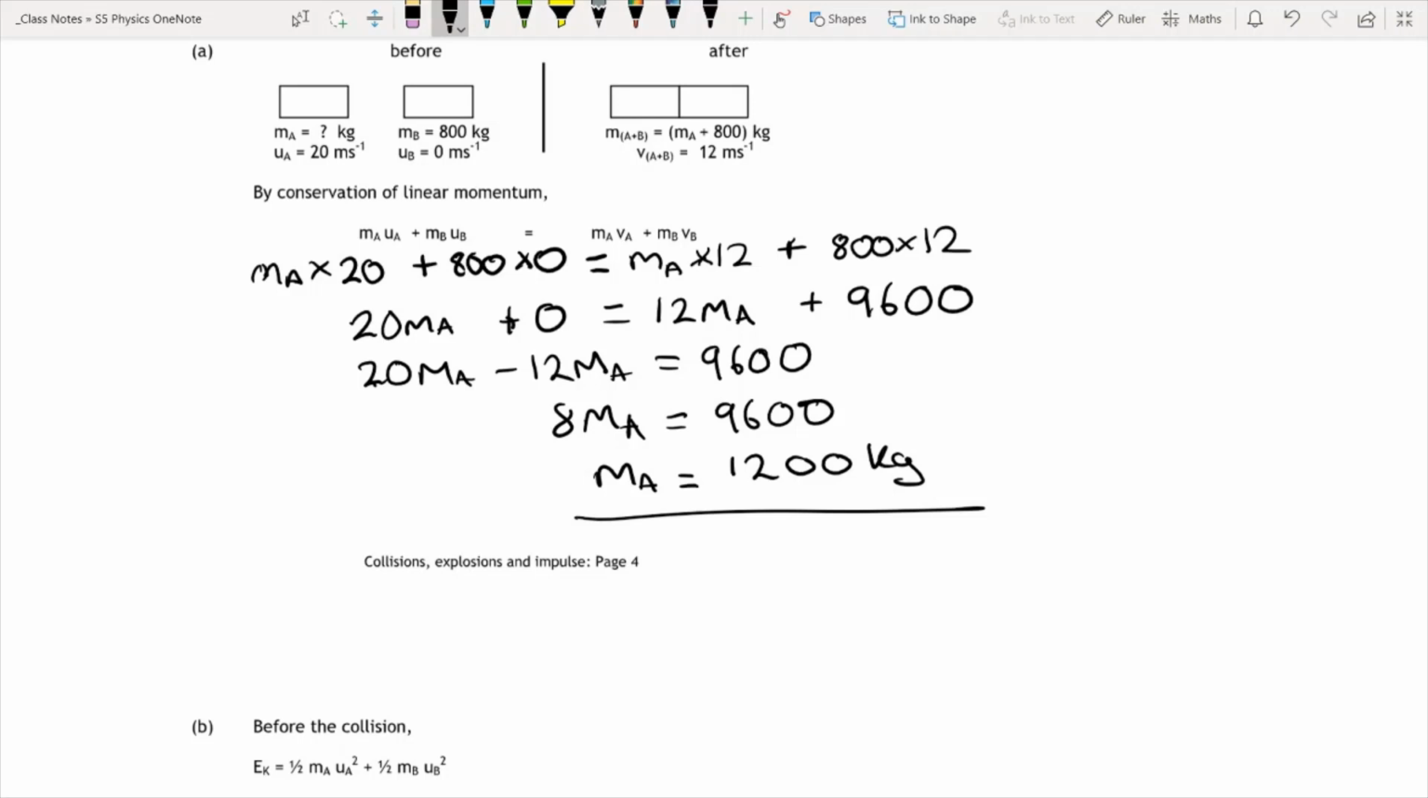Part B asks us to prove that the collision is inelastic. Remember, in an inelastic collision, kinetic energy before does not equal kinetic energy afterwards. So what we need to do is find the kinetic energy before and the kinetic energy afterwards. Do they equal? Write a statement saying they do or do not equal. So you guys have a go. Make a start on that one, before the collision and after the collision.